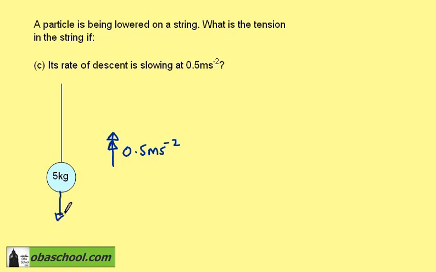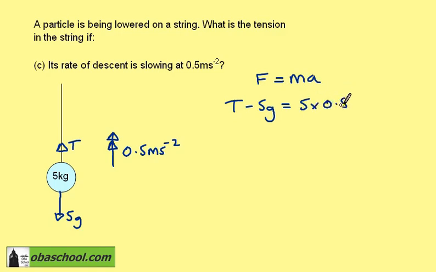The same two forces still act, the weight and the tension, but the acceleration is now upwards, so the resultant force must be upwards. The resultant force is T take away 5G, and that will be equal to the mass times the acceleration. So T take away 49 is equal to 2.5, and so T is going to be equal to 51.5 newtons.